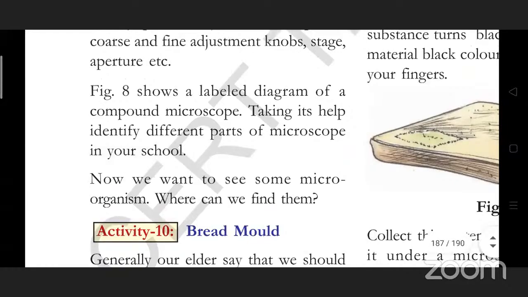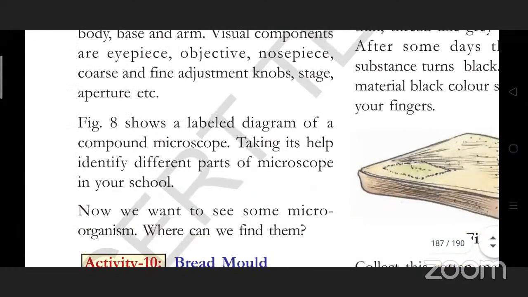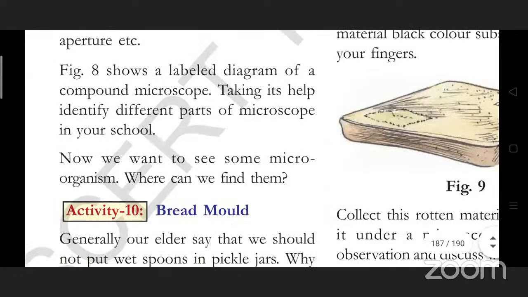So through a microscope, we can see minute things which we cannot see with our naked eye, meaning we cannot see directly with our eyes.